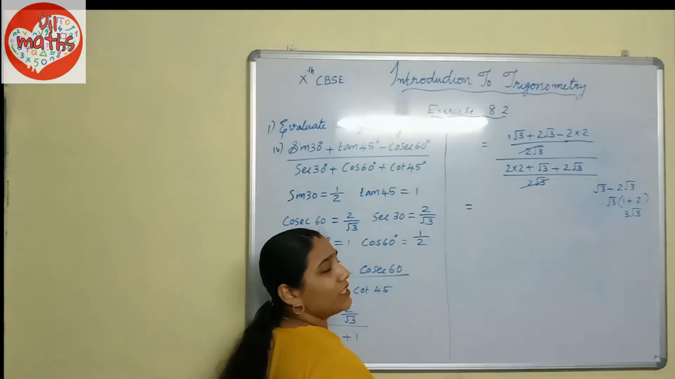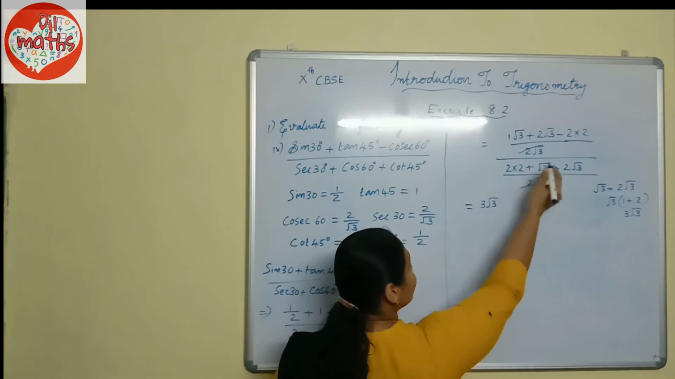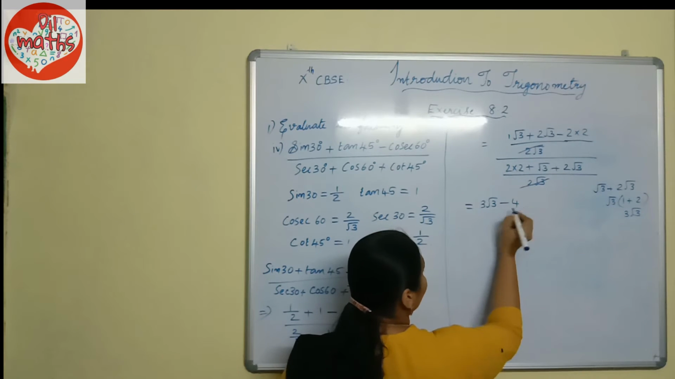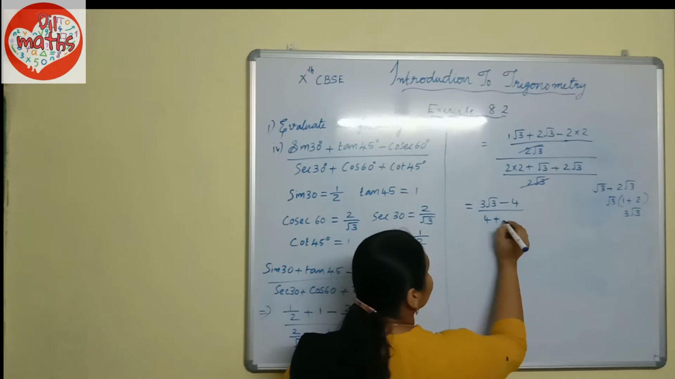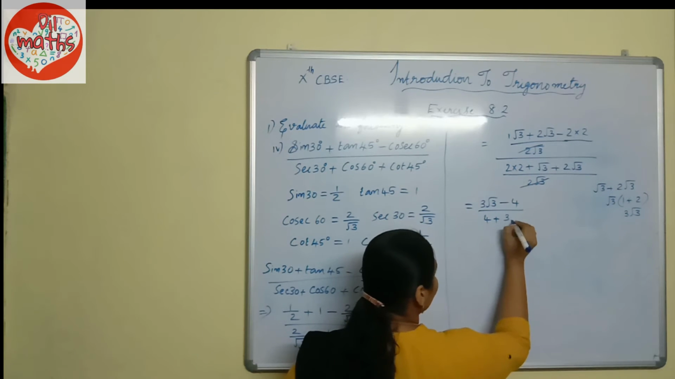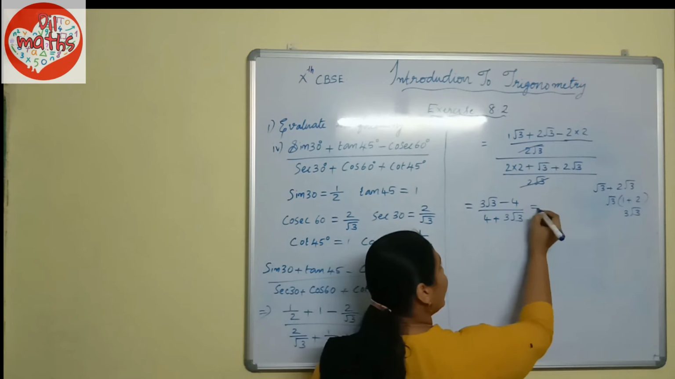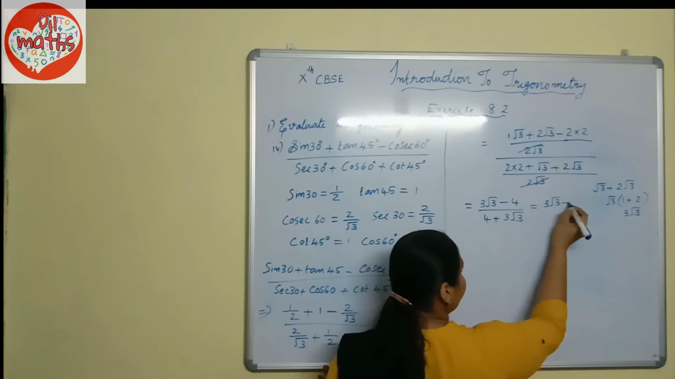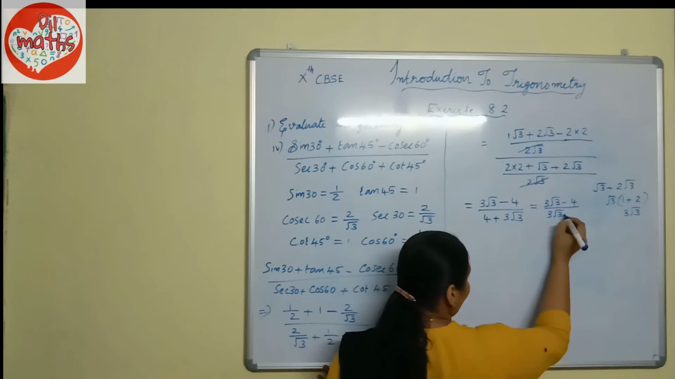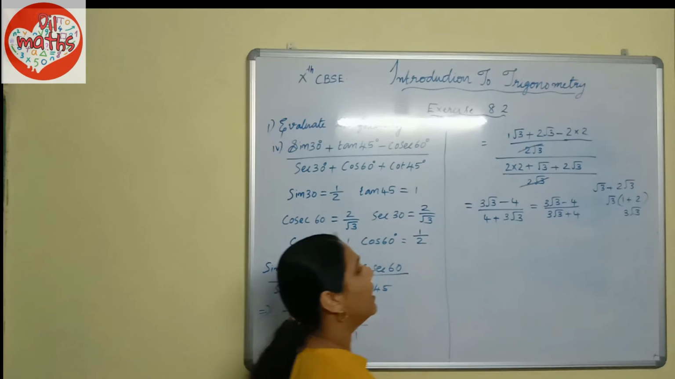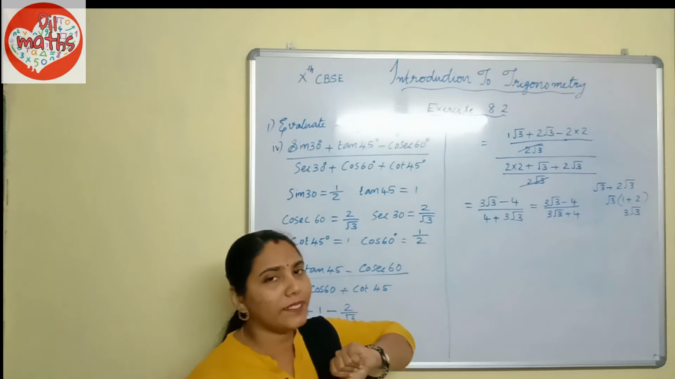So root 3 plus 2 root 3 you will get as 3 root 3. Minus 2 into 2 is equal to 4. Minus 4 divided by 2 twos are 4 plus root 3 plus 2 root 3, you will get as 3 root 3. Okay. I am going to write this as 3 root 3 minus 4 divided by 3 root 3 plus 4. Okay. What can we do in the next step? Here in the denominator 3 root 3 plus 4 is there.